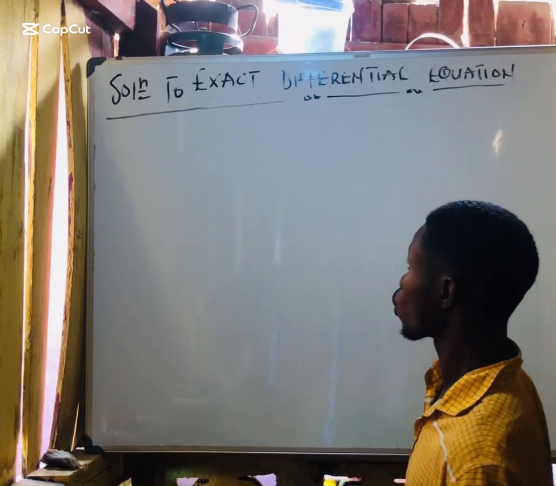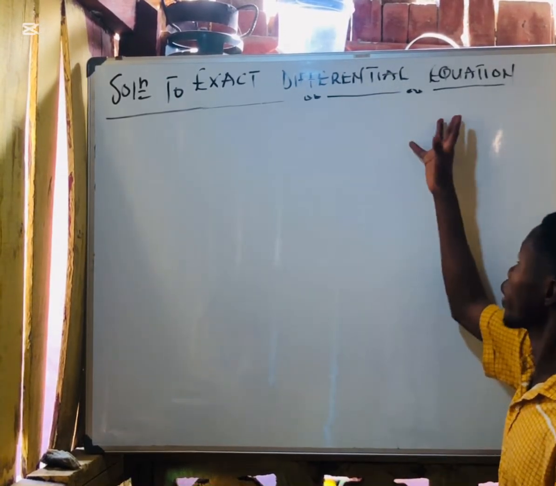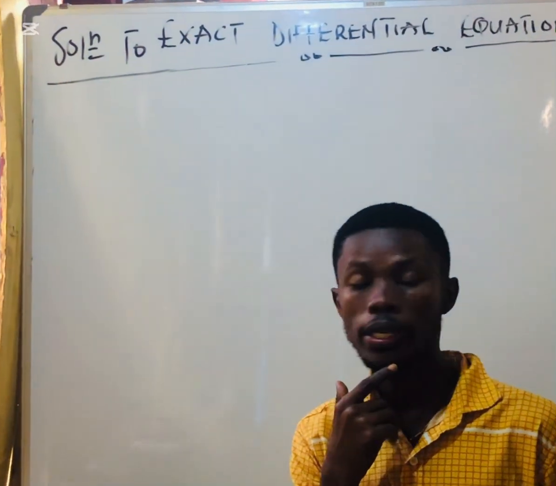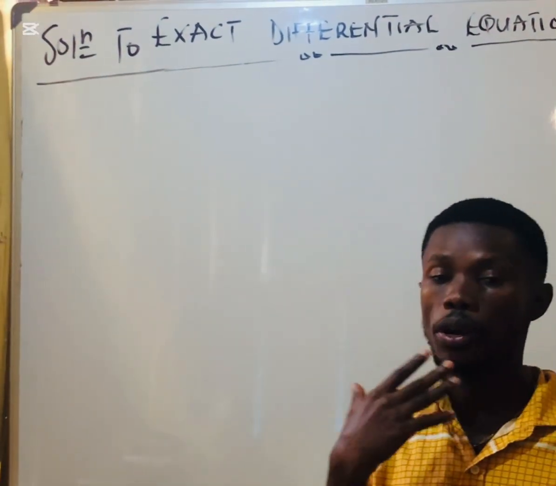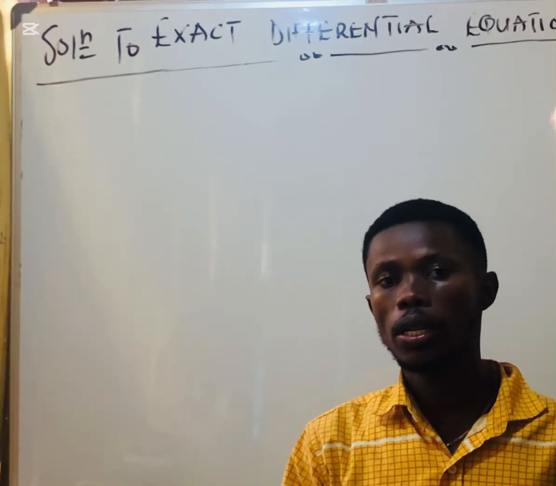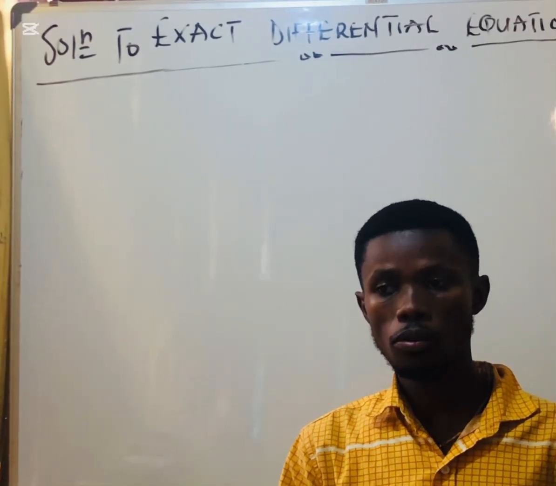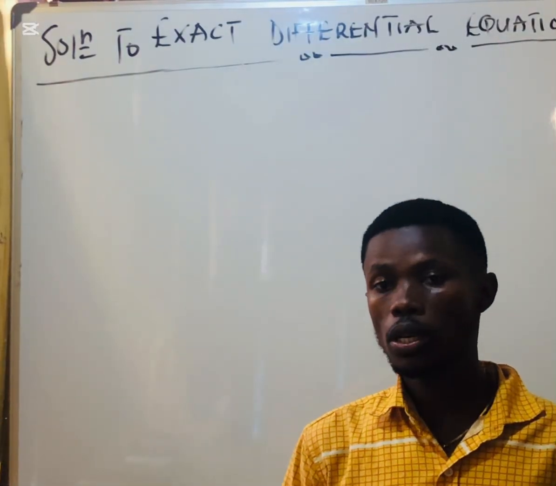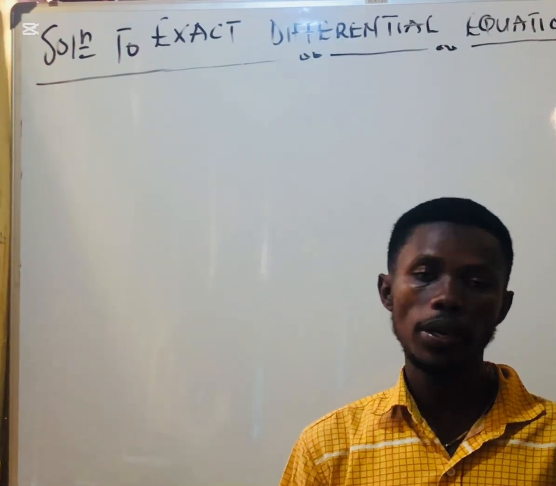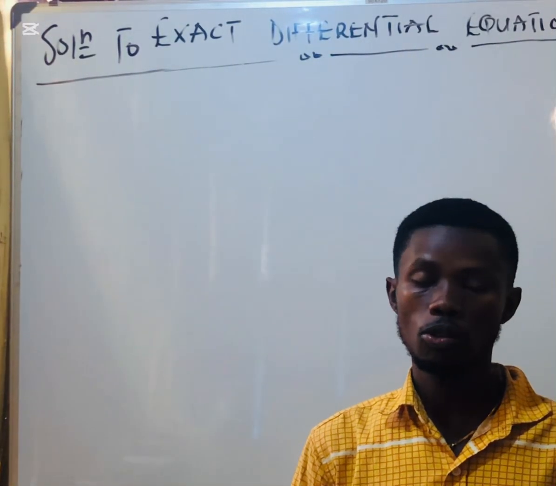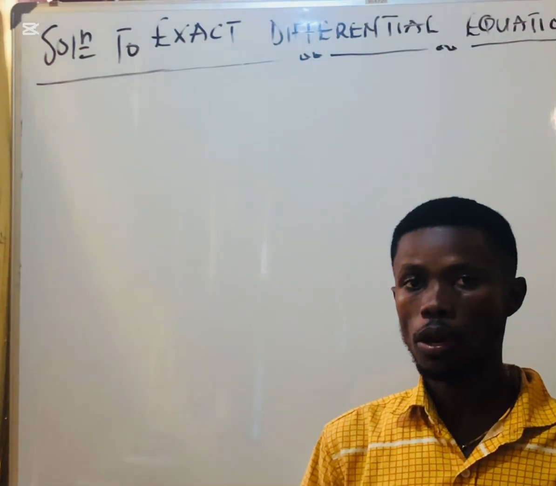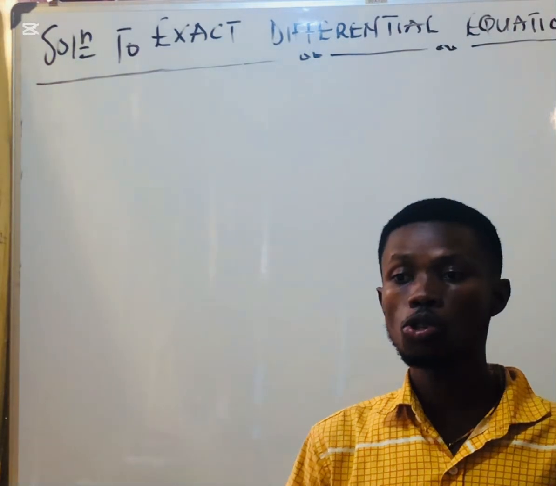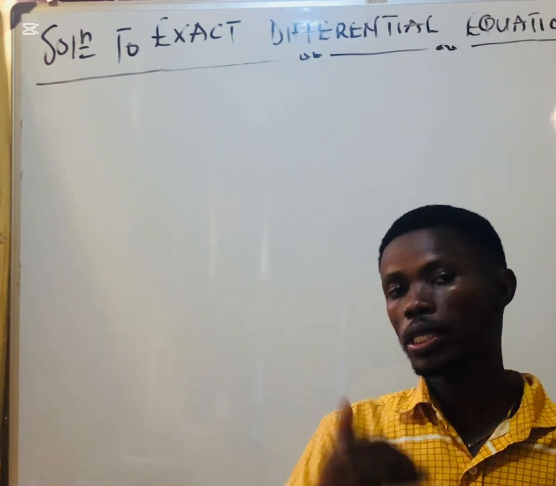So now let's look at the solution to exact differential equations. We are going to look at how to solve them. What we did before was to verify whether an equation is exact or not. Before you can solve this kind of differential equation, first it has to be exact. If it is not exact, then you have to use a different way to solve it. But for now we are going to solve the ones that are exact. Normally, when they give you the problem, try to show whether it's exact first before you start the solution.